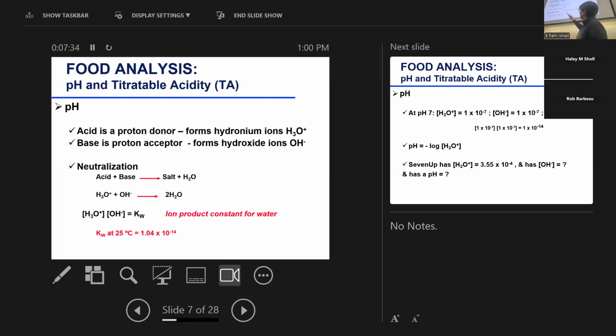So does this minus 14 ring a bell to you? What does it remind you of? The range of pH, the range of pH.